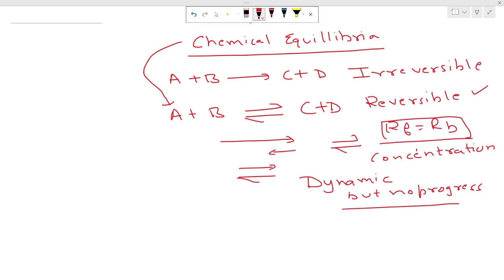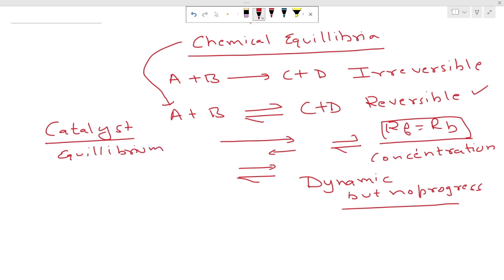Now the other point we want to cover is the catalyst. A catalyst has no effect on the equilibrium. The point at which equilibrium is reached without the catalyst will be the same when you use the catalyst. The catalyst makes no change to the equilibrium point, but the only thing is that equilibrium will be reached sooner.